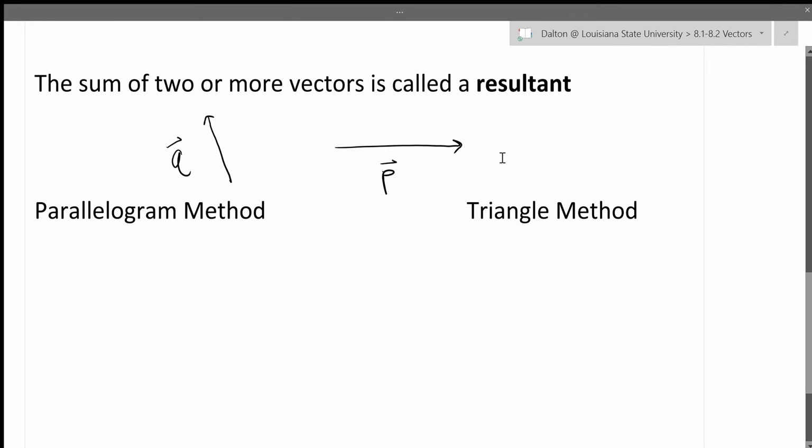Okay, now adding them, if they had length, is not as simple as just taking their lengths and adding them together. It's also not as simple as taking the average of their lengths. Adding vectors is a little bit complicated because you take into account its magnitude and its direction. So in doing so, geometrically, we have two methods. First is called the parallelogram method.